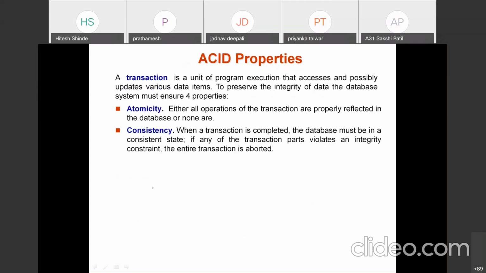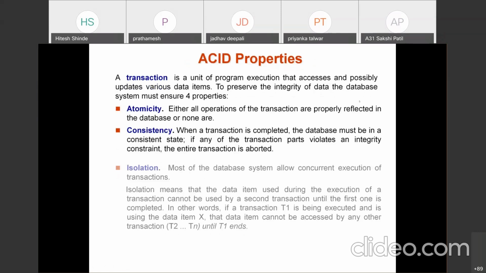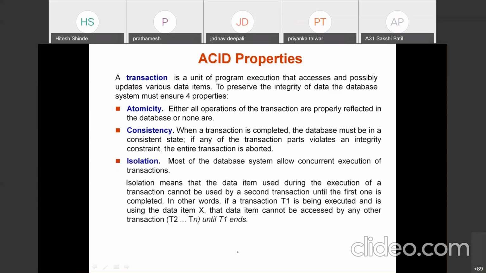Now the next one, isolation. Most database systems, as I told, allow concurrent execution. Why concurrent execution is there and all these things we are going to study again. Now what is meant by isolation? These definitions given in the book are somewhat difficult. Isolation means that the data item that is used during the execution of a transaction cannot be used by a second transaction until the first one is completed.